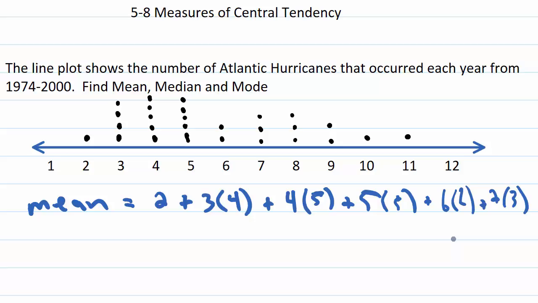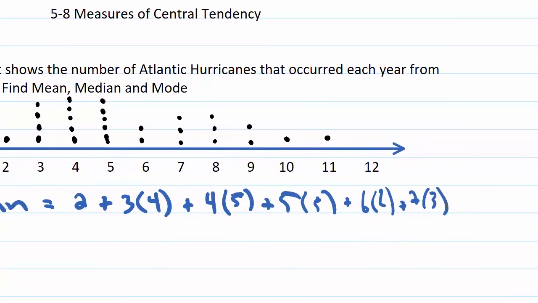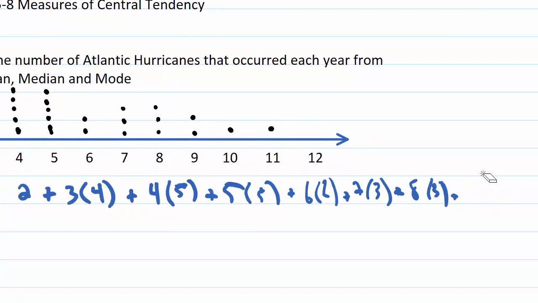Oh, running out of room. Let me slide the whole world, move the question. And 8. There were 3 years with 8, plus 2 years with 9. 2 years had 9. Let me clean that up. 9 hurricanes happened for 2 years.